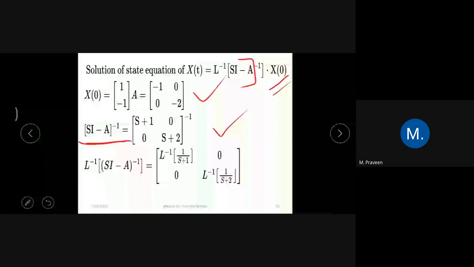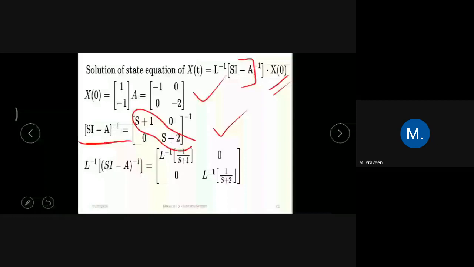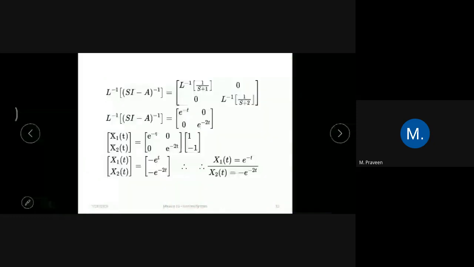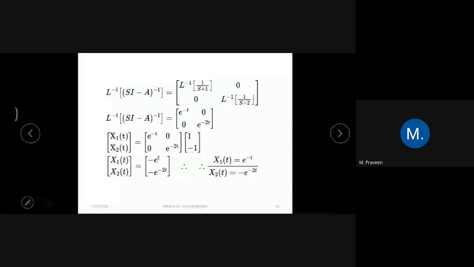We have to take the inverse of this, and we know the inverse formula: 1 by determinant of A into adjoint of A. To find the adjoint of A, we interchange these two terms and change the sign of the other two. Since there is 0, no sign changes. So the inverse Laplace of s plus 1 is e power minus t, and inverse Laplace of s plus 2 is e power minus 2t. I have to multiply with x of 0, which is a column matrix. Just multiply. Then the final answer is minus e power minus t, minus e to the power of minus 2t. This is the solution of the state for the given state equations.